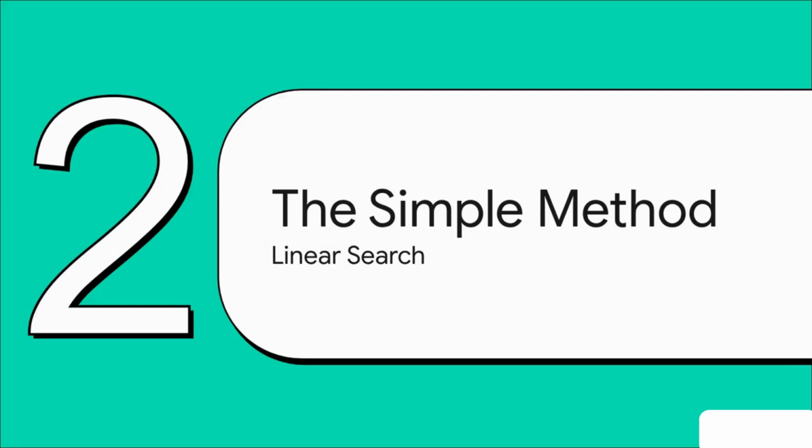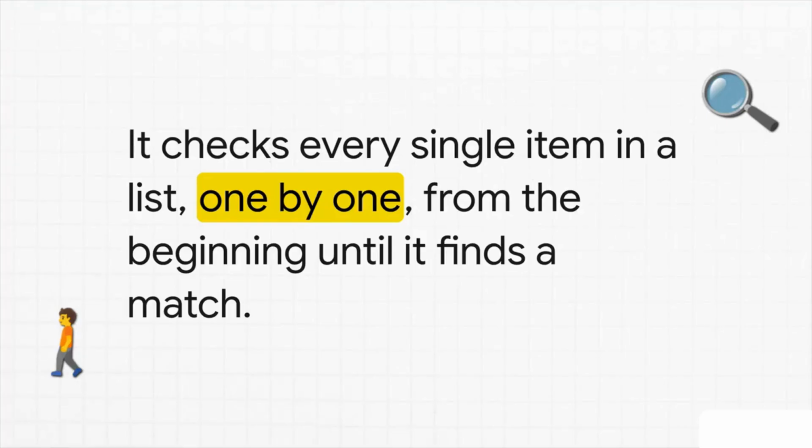All right, so our program is nice and organized. Now let's get to the main event. How do we actually find an atom in our list? We'll start with the most intuitive, straightforward method there is: the linear search. The name really says it all here.